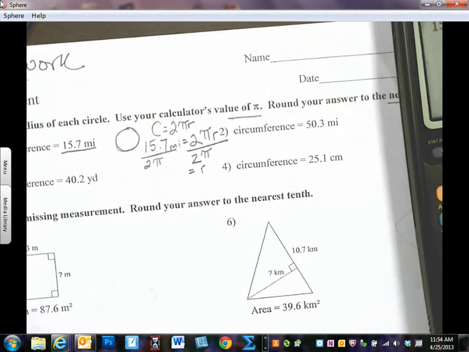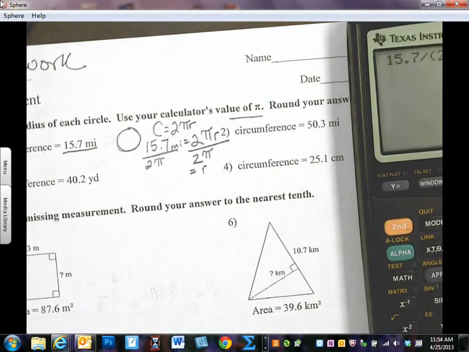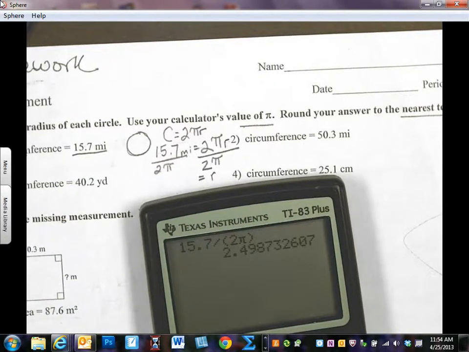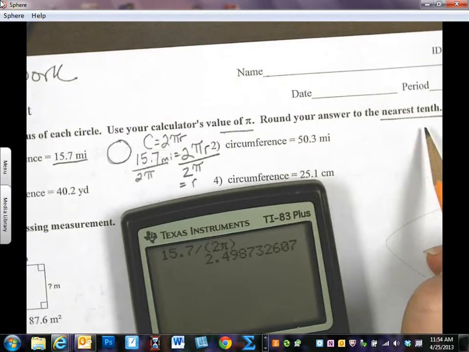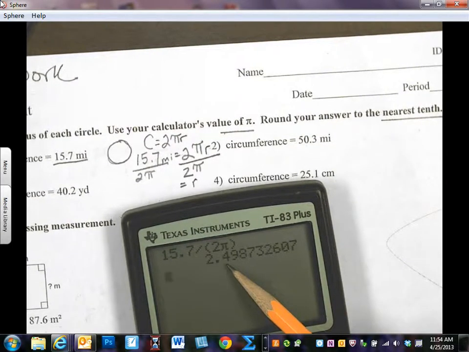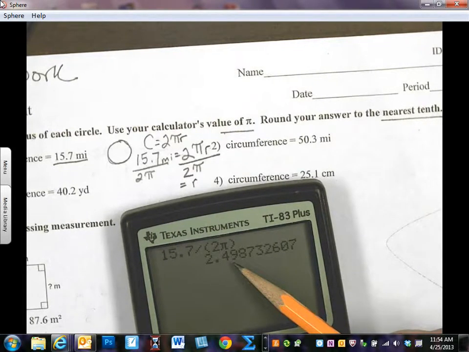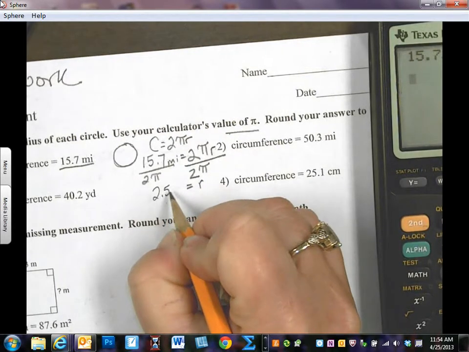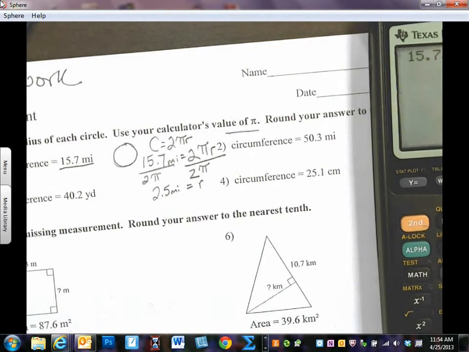You could do it one at a time if you want. And what does that give me as my radius? Let's hit enter. Now it wants me to round to the tenth. So I want to look at the number just to the right of this 4. It's a 9. That makes the radius 2.5. And that's all you have to do.